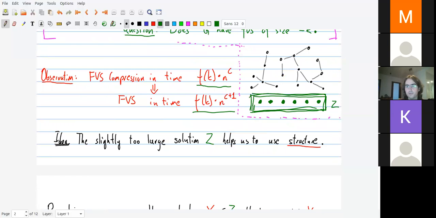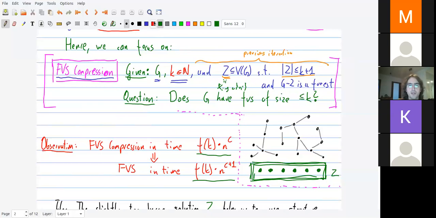Yes, okay, so we start with the graph G0. For the graph G0, which is an empty graph, we have a trivial solution, which is the empty solution. Then I add one more vertex and get a graph G1. For this graph G1, I have a set Z, which is the previous solution plus the new vertex v1, a solution that is one too large. It is a set of size at most k plus one.